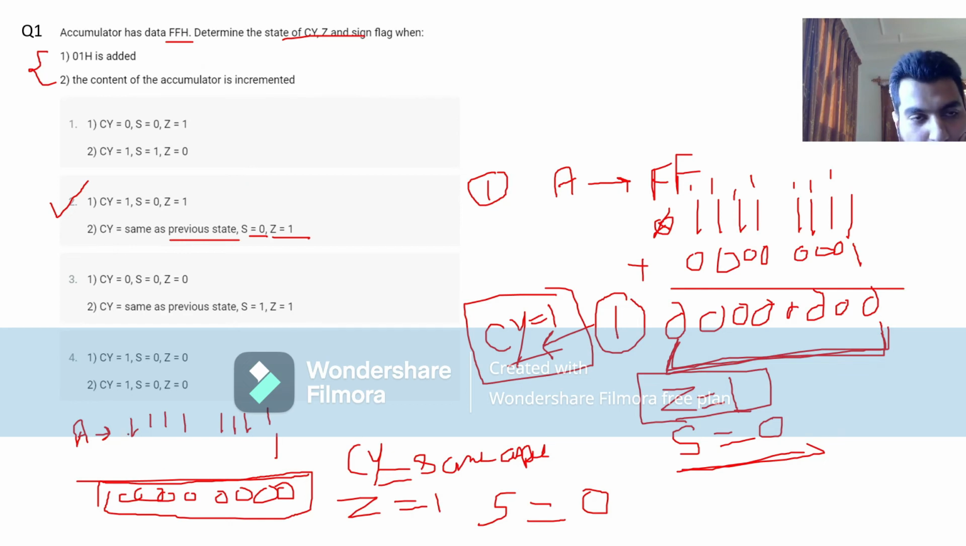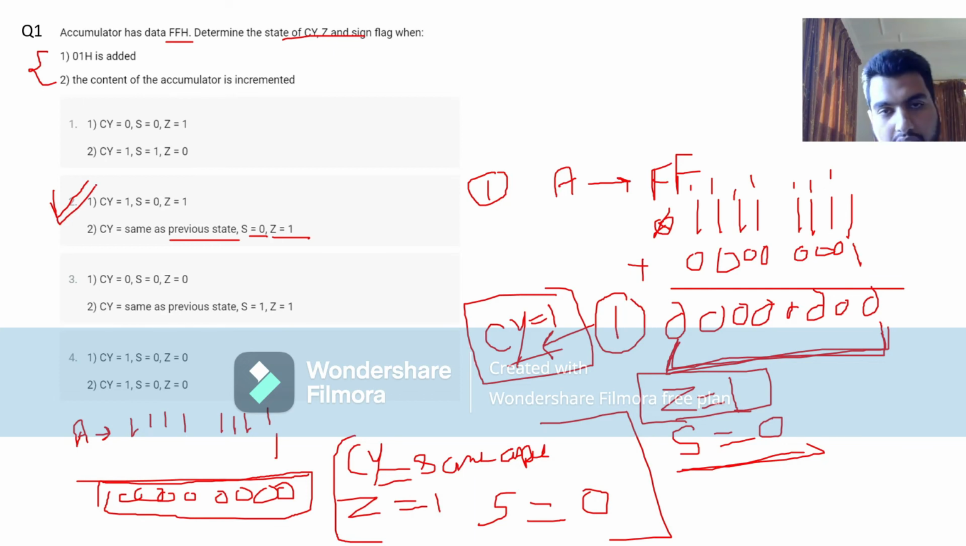Once we have this increment operation, the main difference between the addition of 1 and the increment of 1 is that the carry flag remains unaffected. So when we increment the accumulator having FF by 1, it gets back to 00. So the zero flag will be set to 1, the sign flag will remain 0, and the carry will remain the same as the previous state. So option 2 was the correct option for this question.